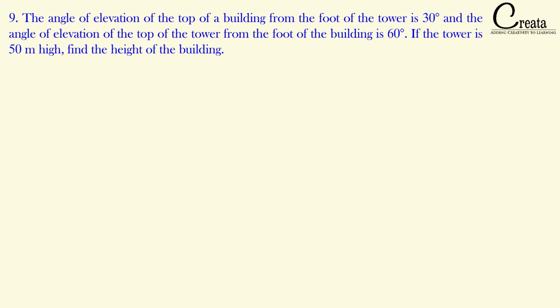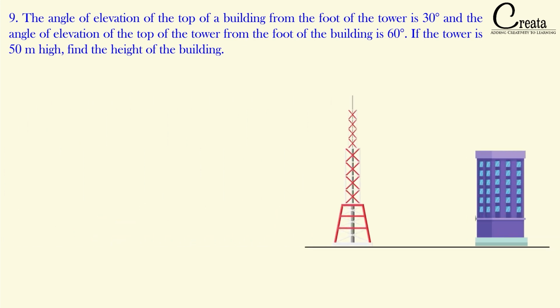If the tower is 50 meter high, find the height of the building. So this is the question. Let's observe this question. In this question, a tower and the building is given. The height of the tower is given as 50 meter and the height of the building is missing, that we have to calculate in this question.